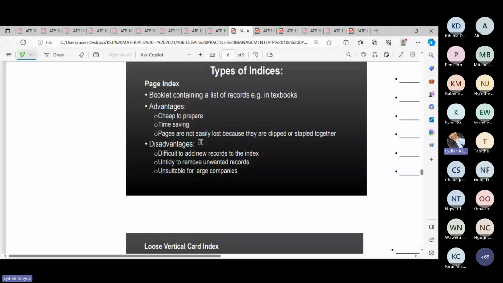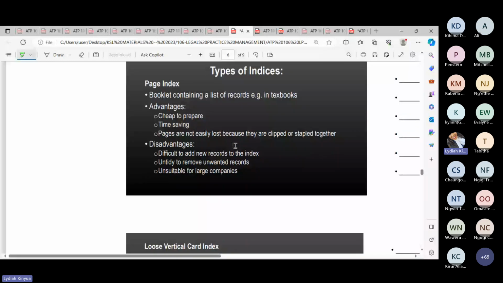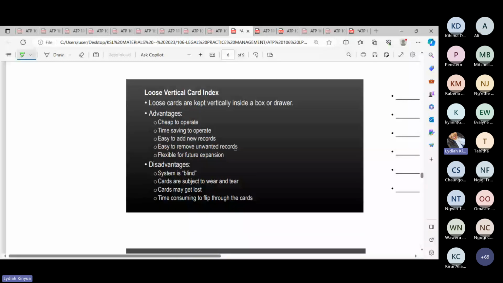The advantages are that it's cheap to prepare, it's time saving, and it's not easily lost. The disadvantages are that it's difficult to add a new record. If you have one index, then you can't add a new record, and it could be untidy to remove unwanted records if some of them you no longer need, and it's very unsuitable for large companies. So a page index is like a whole book with a list of files and where to find them. But I think most law firms will use a page index.